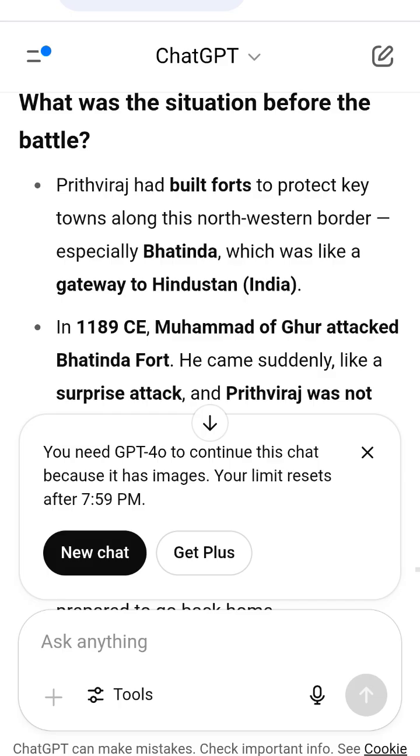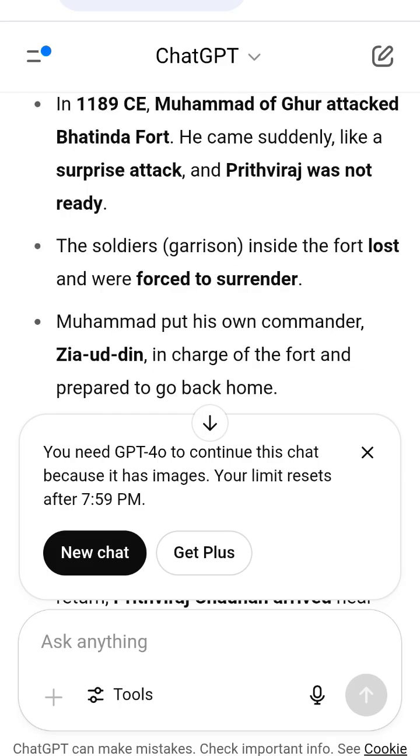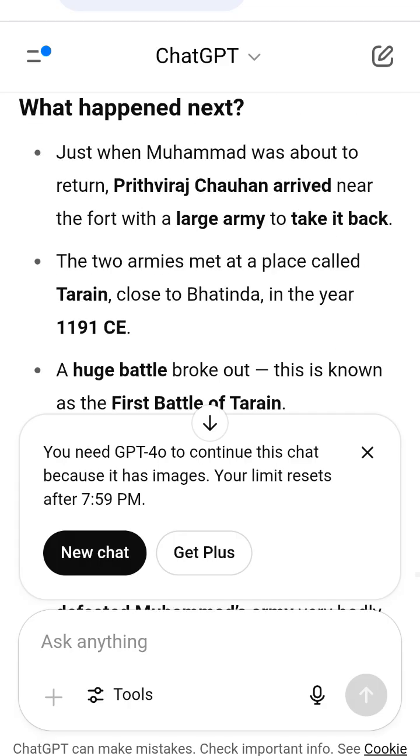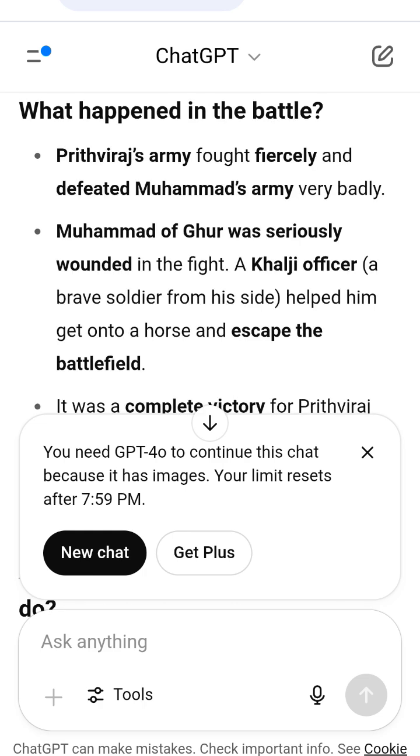Why was this battle important? 1. A rare Rajput victory. It was one of the few big battles where an Indian king defeated a major foreign invader. 2. Prithviraj defended India's border. He showed bravery and leadership by protecting the northwestern gateway of India.